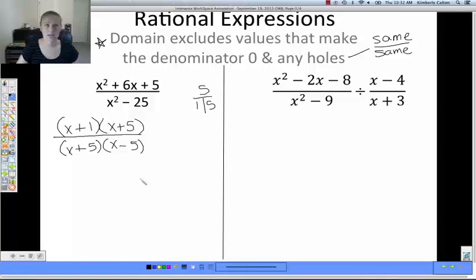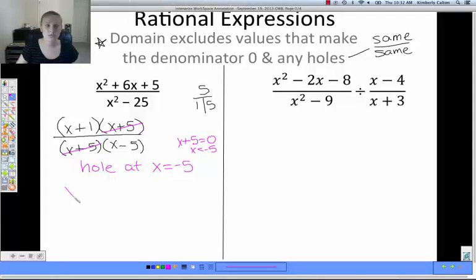Now I can see if I have any like terms. So when I'm looking for like terms, I'm looking for the same thing inside the parentheses. In this case, notice that x plus 5 and x plus 5 are the same. That means that I have a hole at x equals negative 5. I got x equals negative 5 because I took the parenthesis that we marked out and I set it equal to 0. And when I solved, I got x equals negative 5. So I know that there is a hole at x equals negative 5, so that is excluded from our domain.